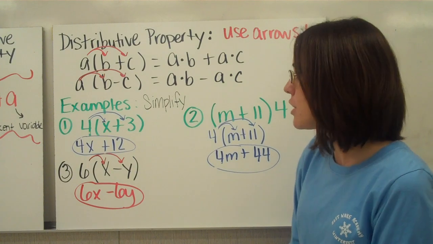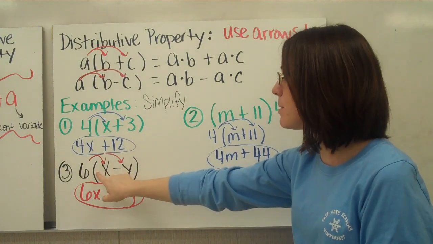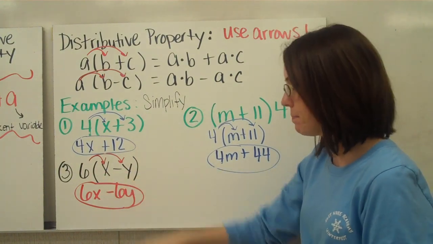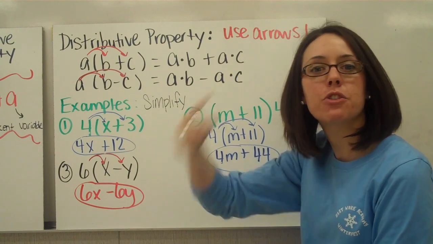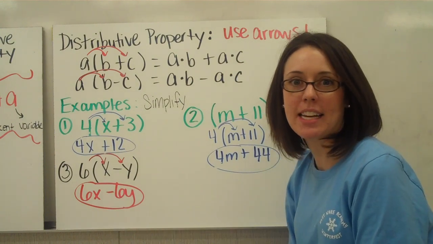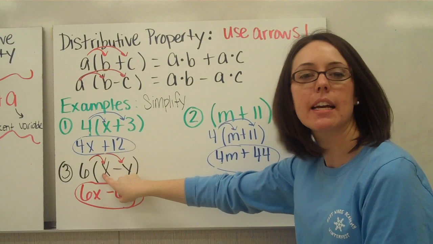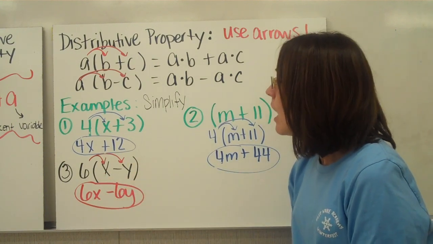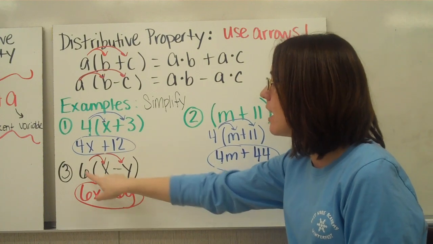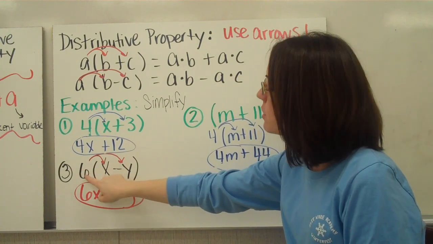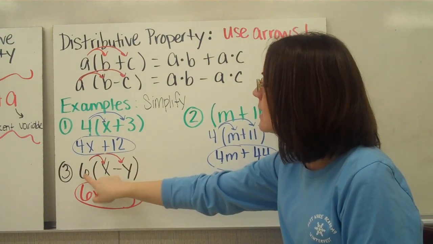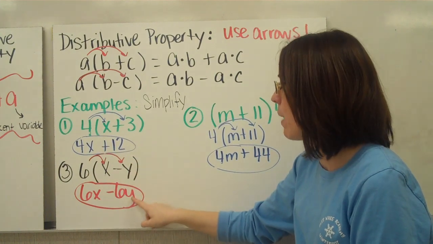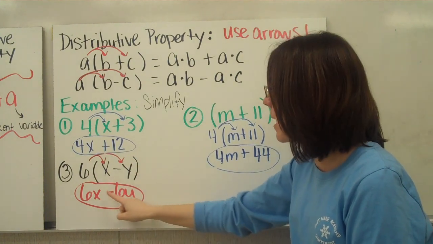Number 3, distributive property. 6 times the quantity x minus y. We're going to take that 6 and distribute it inside the parentheses. 6 times x. What is 6 times x? It's 6x. Bring down your minus sign. Gotta remember to be fair. Do 6 times y. 6 times y is 6y. You're left with 6x minus 6y.